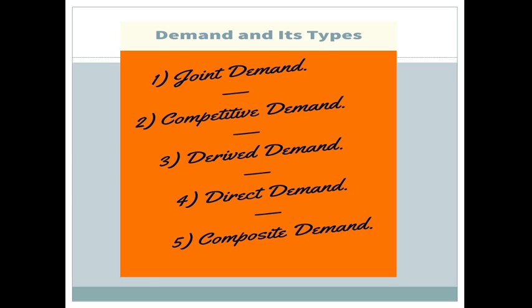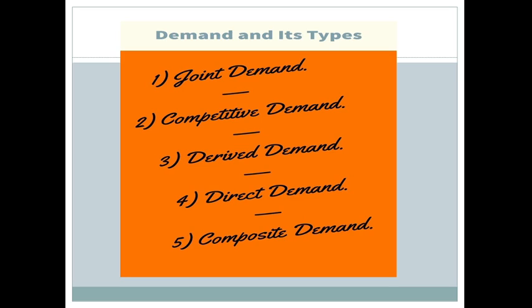For example, coal may be demanded for household purpose, transportation and for generating electricity. It is also used in the manufacturing of steel. So the demand for coal is a composite demand. Similarly, the demand for steel is composite demand. Steel may be used in constructing bridges, shipbuilding, or for manufacturing domestic utensils. So it is a composite demand.